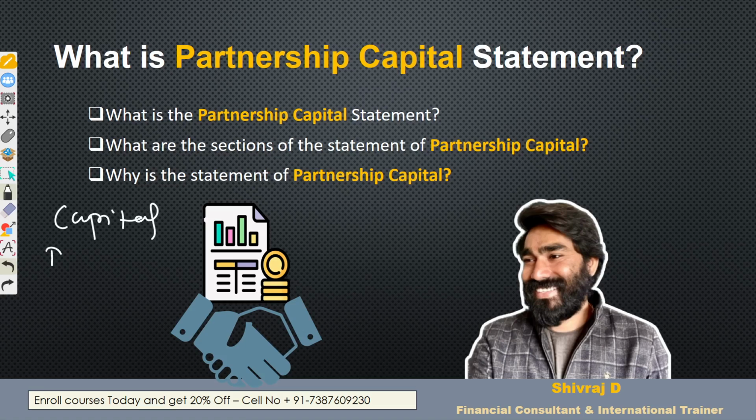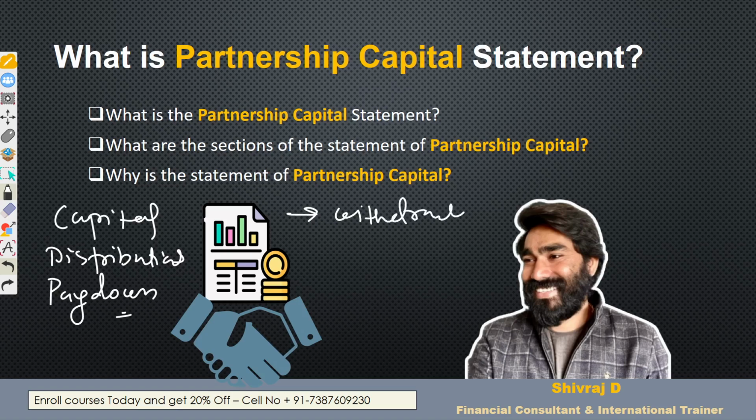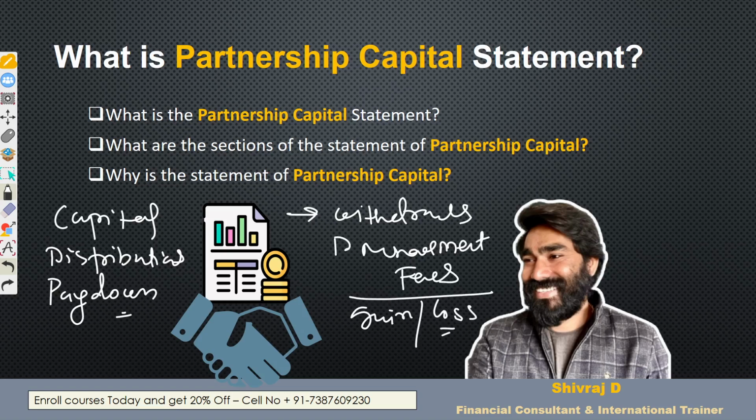you require distributions. You require pay down details. Pay down means basically your value, let's say you have returned to the investors, right? That details. Then withdrawals also, if you see anything as such. And management fees. Then gain or loss. The details you require to compute partnership or to update the partnership capital.